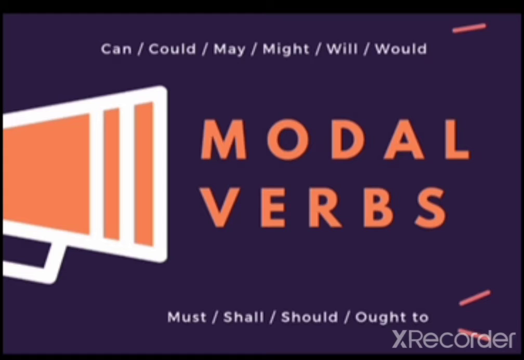Modal verbs are always used in the base form and do not change their form with changes in the person or number of the subjects. To clarify this statement, look at these two examples. She can play the piano. They can play the piano. In both these sentences, the modal verb can remains the same. The subjects are different in both the sentences.